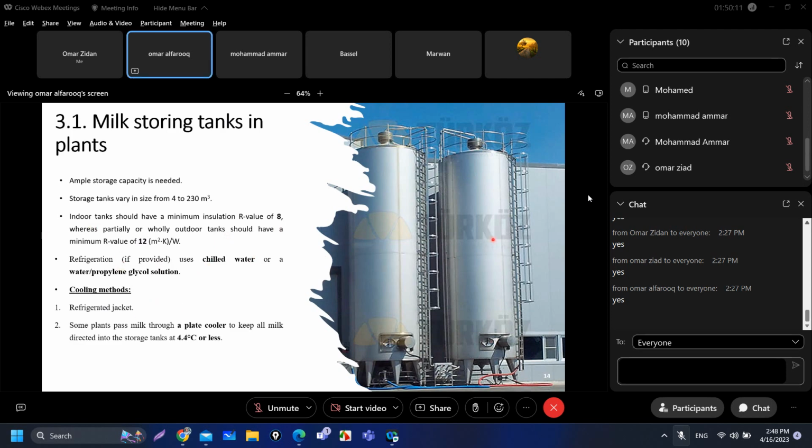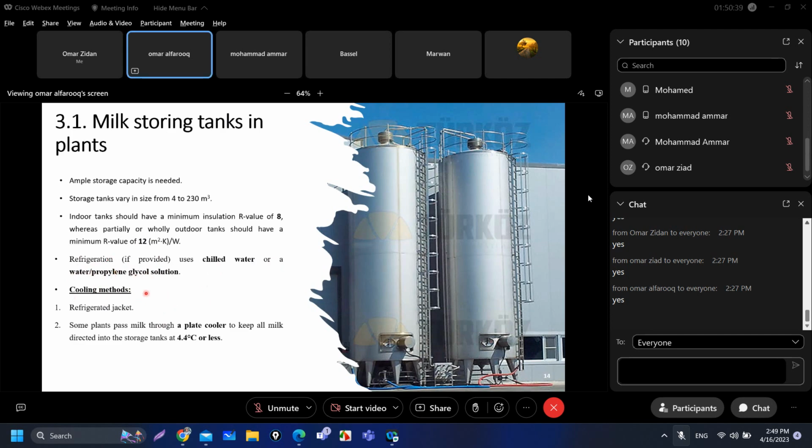Now, those tanks are also sometimes equipped with a refrigeration system. If so, we use chilled water or a water and propylene glycol solution, a mixture. We mix the water with propylene glycol because we want to reduce the probability of freezing, because water freezes at 0, but propylene glycol freezes, I think, around -60. So by mixing the water with propylene glycol, we reduce the probability of freezing.